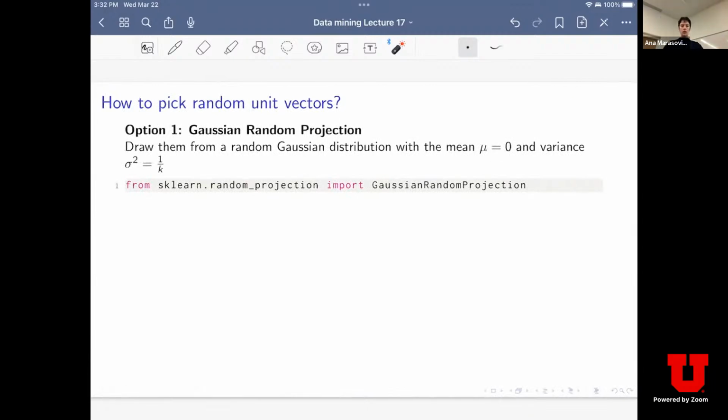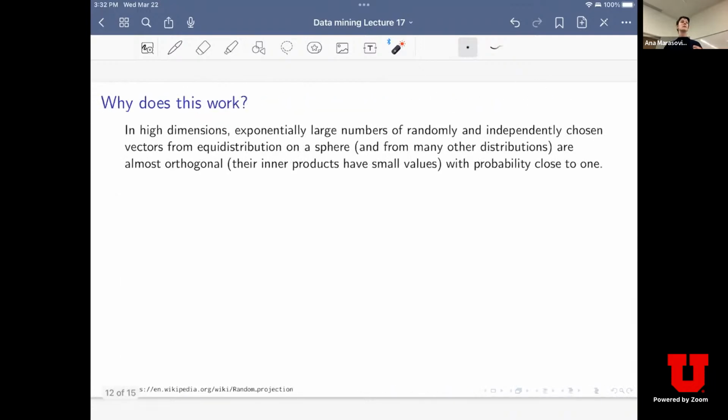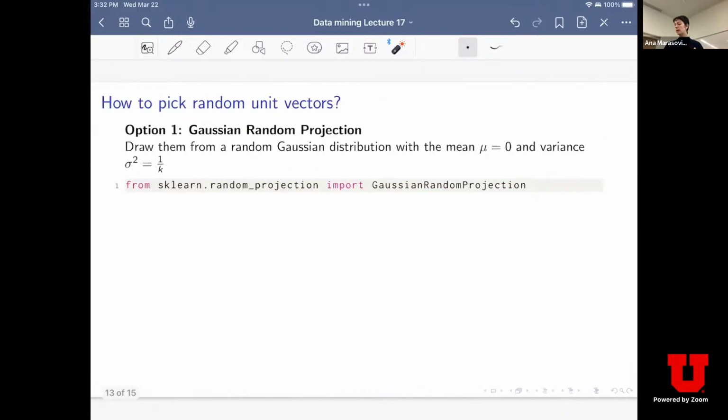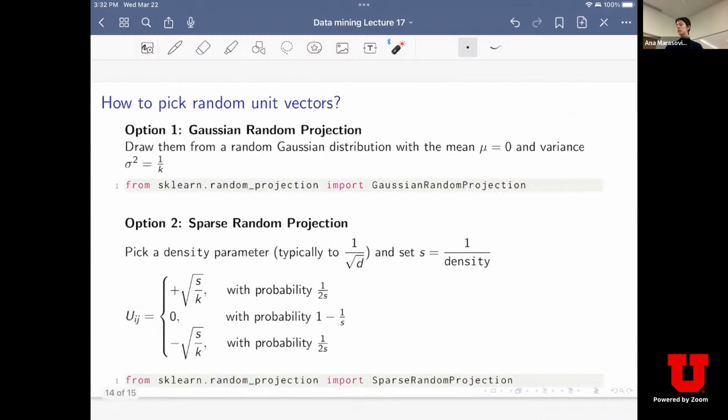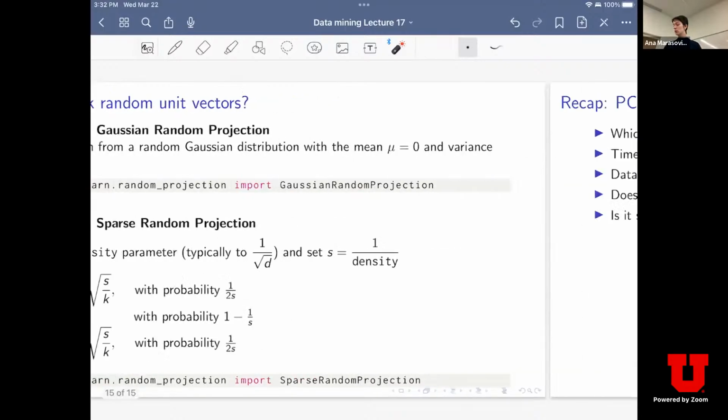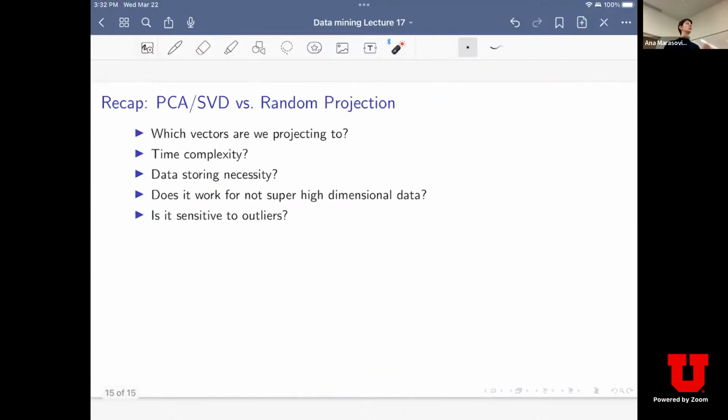We are very close to not having any time left, so what we are going to talk about next is how to pick these random vectors. We are going to pick them either from a Gaussian random distribution, or we are going to define some sparse distribution. These are going to be your standard choices, and then we are just going to wrap up with when to choose one or the other.